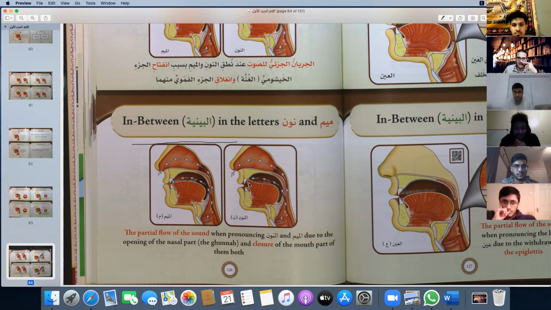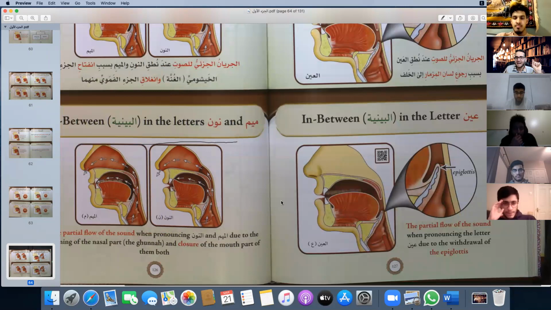But when I open the nasal cavity, I will say an, because it's partially closed and partially open. I call that harf bayni. So it's something between. The meme, normally, as we know, comes from the lips when I close the lips, but because the nasal cavity is also open, I'm able to produce the meme. Otherwise, I wouldn't be able to produce it. Look, now I can produce it.